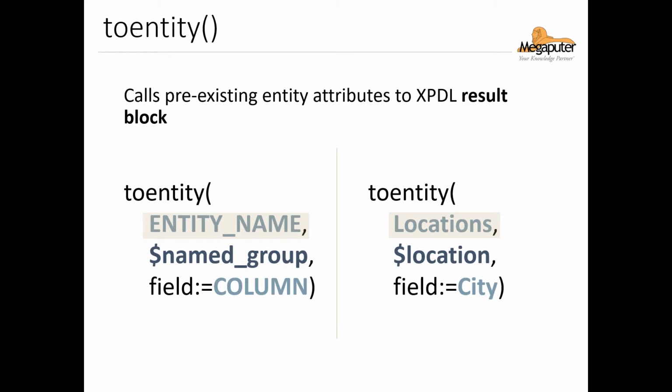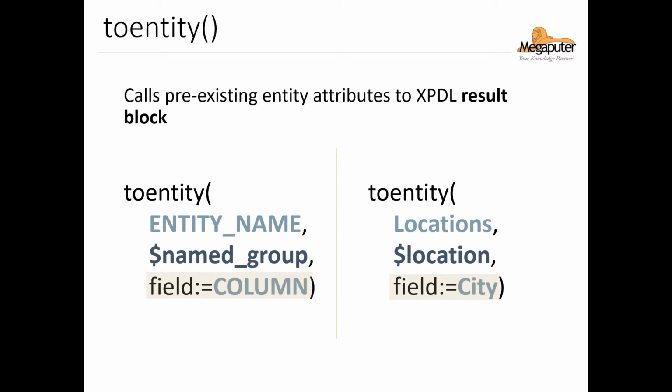So to use the toEntity function, just specify the entity's name, such as locations. Then you state which named group in your query contains that entity. This is essentially a list of the entities that meet your specific criteria of work or company locations. And finally, you specify the exact field that you'd like to be returned to your dataset. So this refers to the column names in your default entity.